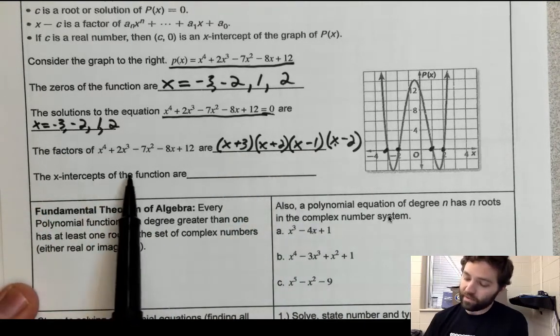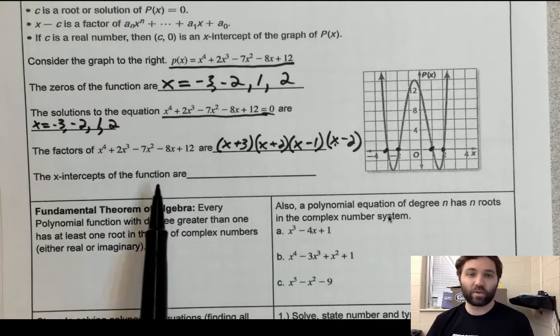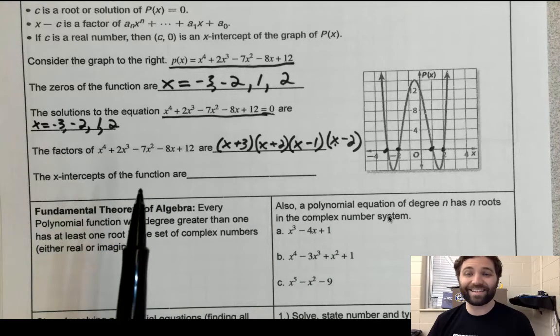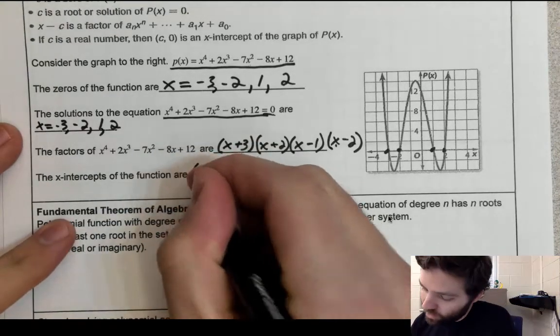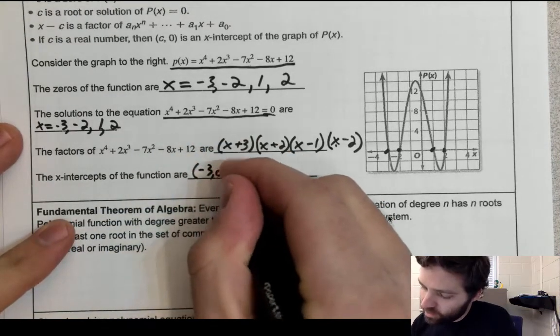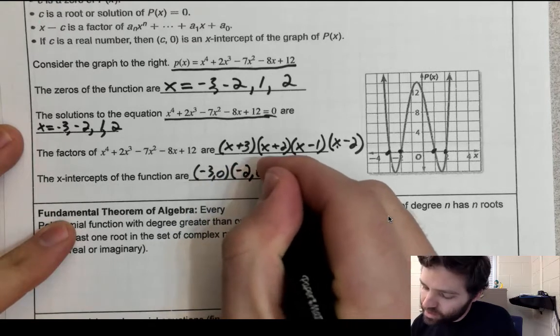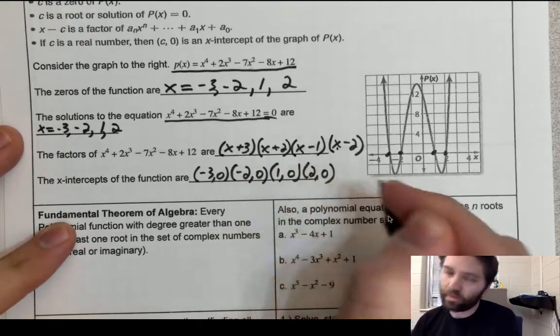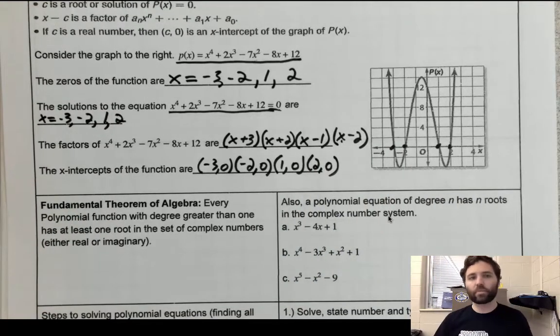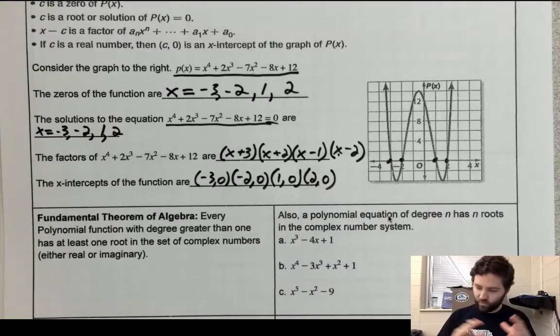The x-intercepts of the function, again, this is where the zeros show up graphically. But when I ask you for an x-intercept, and when the book does, or when anyone's talking about x-intercepts, we're talking about the points, okay? So the x-intercepts will be points. So (-3, 0), (-2, 0), (1, 0), and (2, 0). Okay? All right, so there we're trying to tie a bunch of vocabulary together all in one spot there.